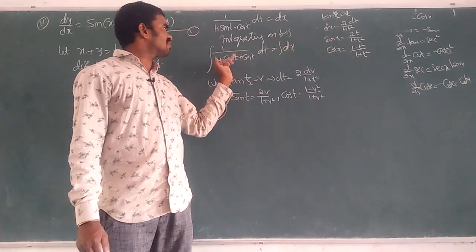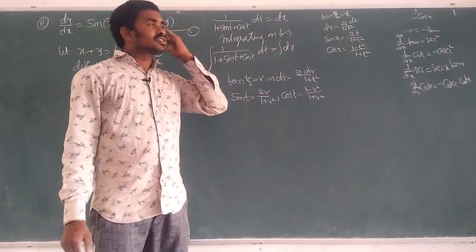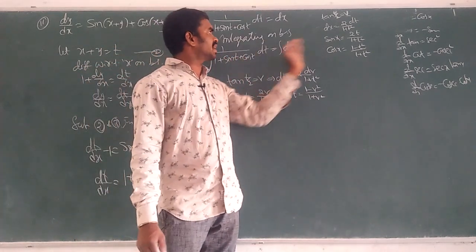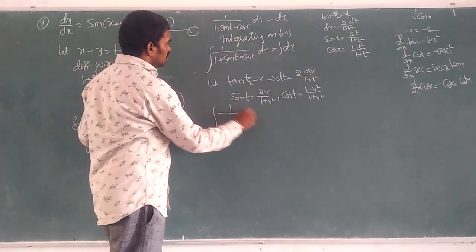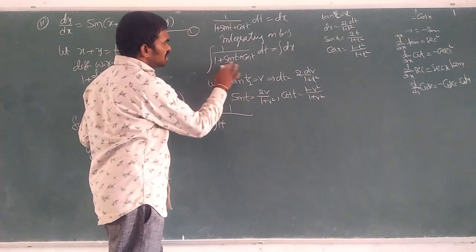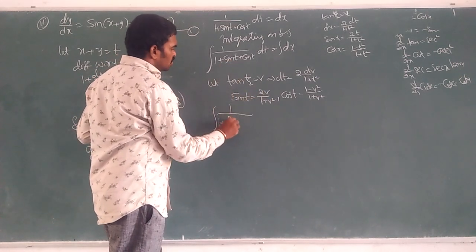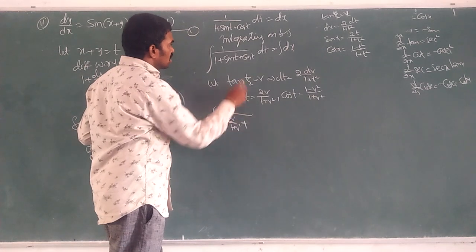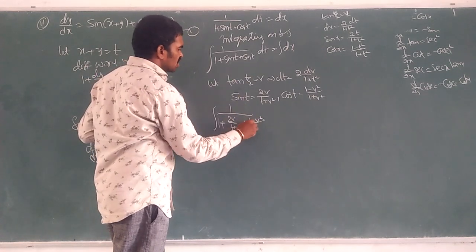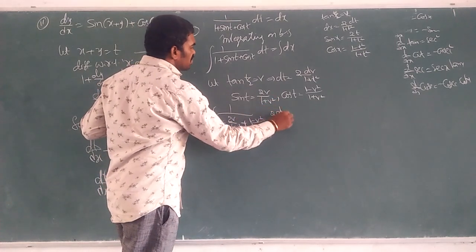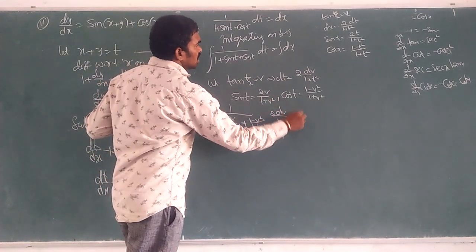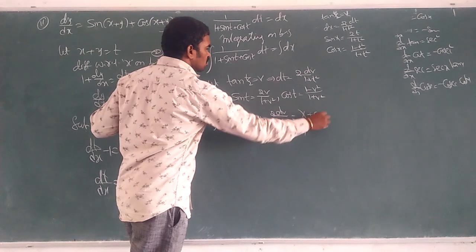But here instead of sin x there is a sin t. So how can we take sin t? Sin t I am taking in terms of v. Now it becomes 1 plus sin t means 2v by 1 plus v square. Cos t means 1 minus v square by 1 plus v square. dt means 2 dv by 1 plus v square. Is equal to integration of dx. 1 is x plus some constant.